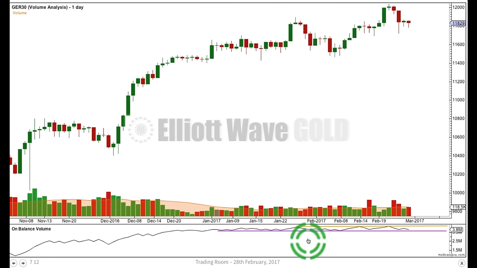I've drawn a support line here and a resistance line here on balance volume. This is tightly constrained. If we see a breakout above resistance, that would be a very, very strong bullish signal. If we see a breakout below support, that would be an even stronger bearish signal.